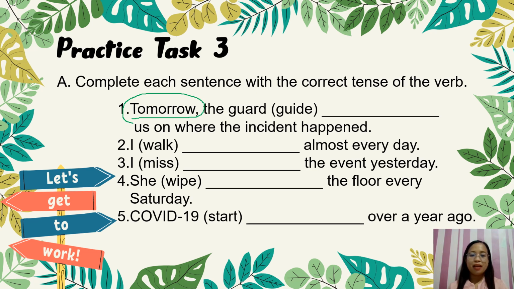Okay, kayo nang bahala ha. Number 2, I walk almost every day. Ano pa po? I missed the event yesterday. Number 4, she wiped the floor every Saturday. And number 5, COVID-19 started over a year ago. So, kayo nang bahala, class. Just look at the expressions of time in each sentence. Like in number 1, tomorrow. Number 2, everyday. Number 3 naman, yesterday. Number 4, every Saturday. And number 5, over a year ago. So, kayo nang bahala. You can do it. Just answer it. Okay? Right.